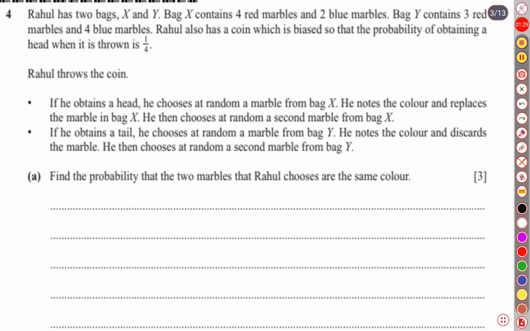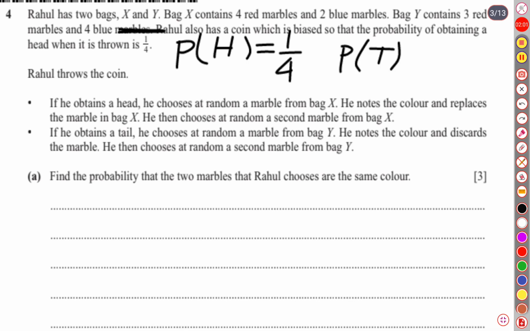Well, so from the question, we can pick up the key information. Number one is here: probability of head is 1 over 4. So probability of H is going to be 1 over 4. If H is 1 over 4, probability of T, obtaining tail, is 3 over 4. So this is the first information we can pick up.